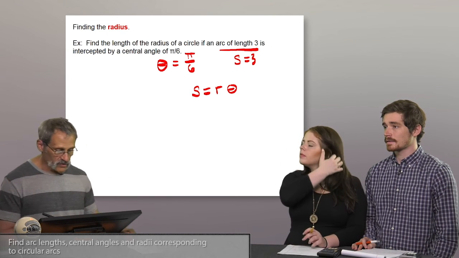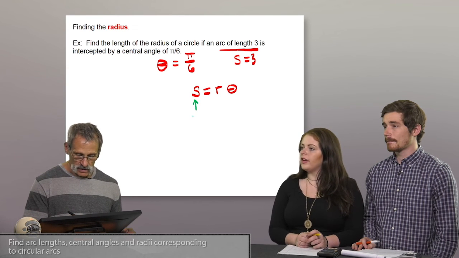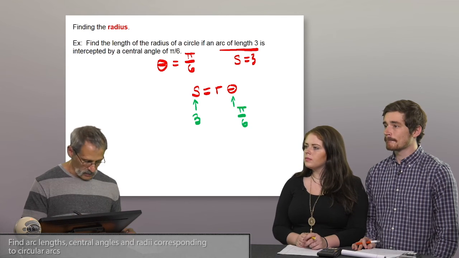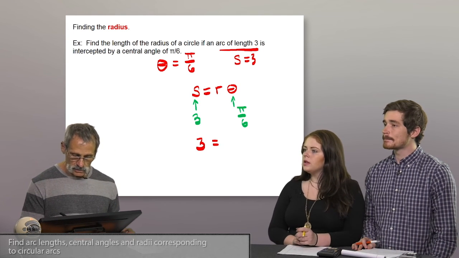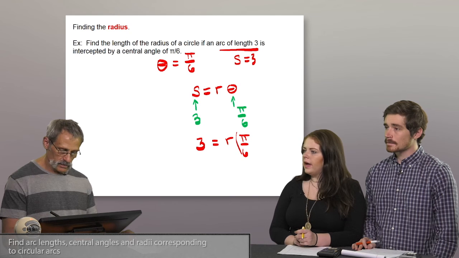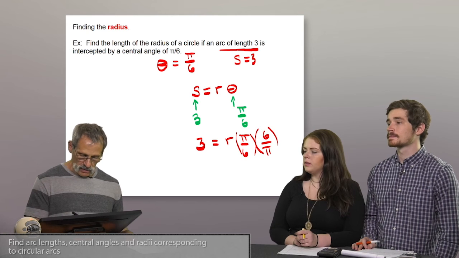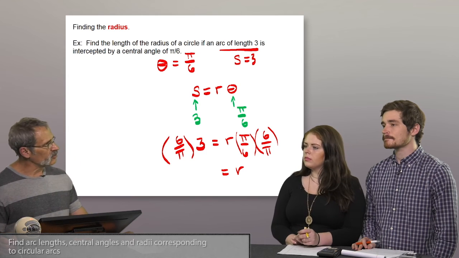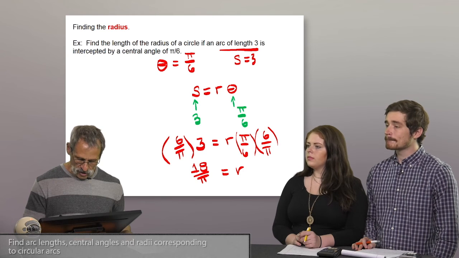What's the substitution look like? In place of s, we'll put a 3. In place of theta, we'll put pi over 6. So my equation would be 3 equals r times pi over 6. How do I solve for r then? Divide by pi over 6 on both sides, and that's the same as inverting and multiplying. It looks a little strange, but that's okay. Now just multiply straight across. R is equal to 18 over pi. Excellent job.